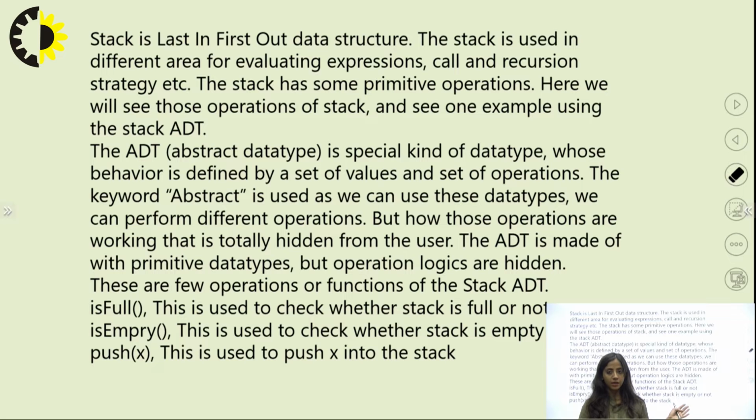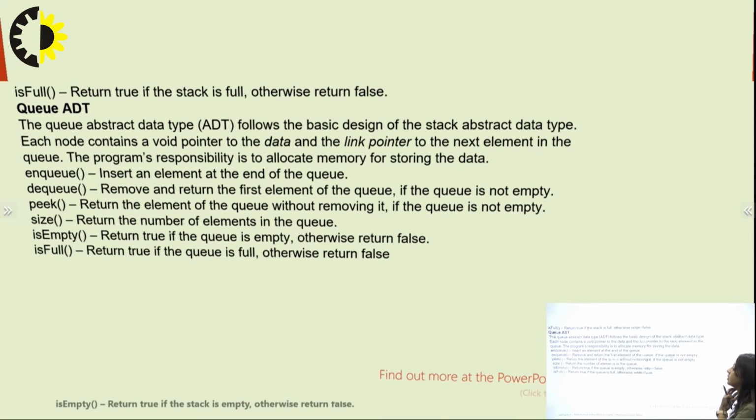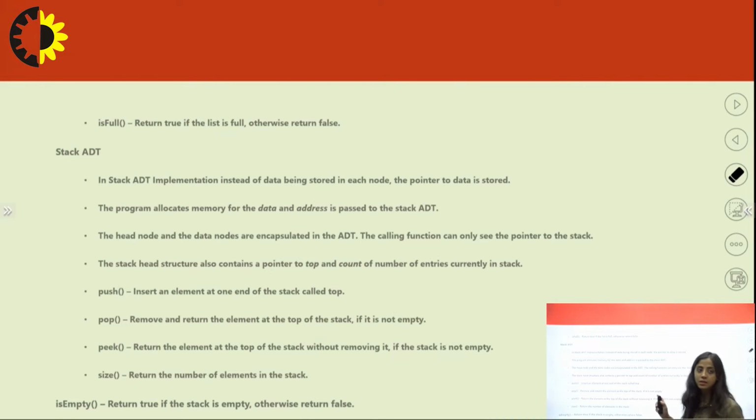See, okay. Now we will learn about what is stack ADT. Coming back to the previous slide. Okay, this was a stack ADT. In stack ADT implementation, instead of data being stored in each node, the pointer to data is stored. Okay. What does this mean? Whenever stack ADT implementation is done, the data is not stored in each node, but the pointer to the data is stored in each node. Okay. The program allocates memory for the data and the address is passed to the stack ADT.